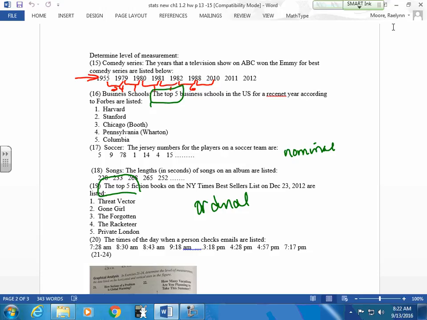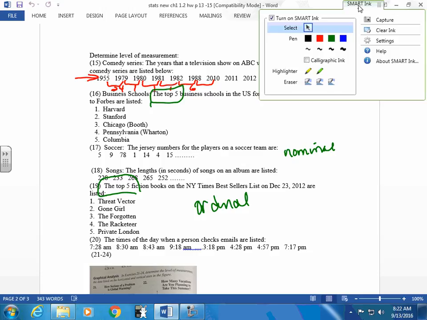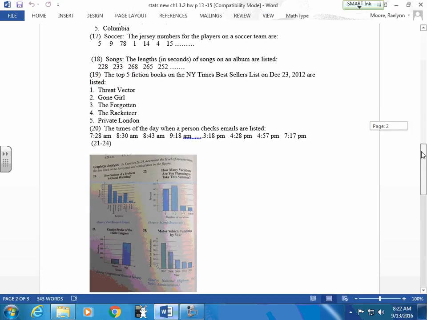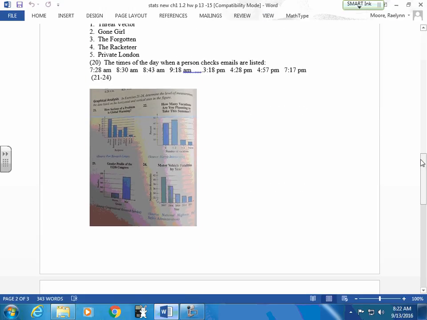Okay, here's a good one. Now watch how they give this. The times of the day when a person checks, we did this yesterday. When a person checks their emails. Did we do this one in class? No. The times of the day when a person checks their emails are listed below. This is a timestamp at 7:28, at 8:30, at 8:43, at 9:18. What type of data is this?